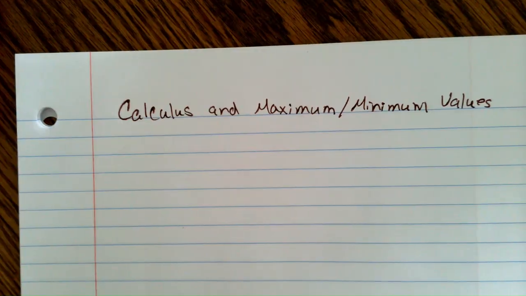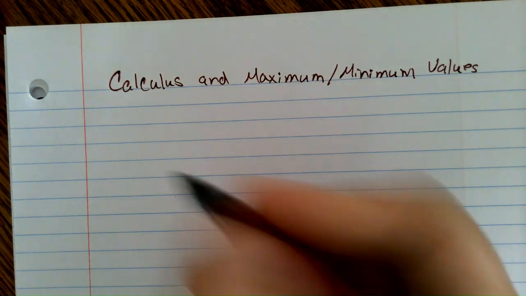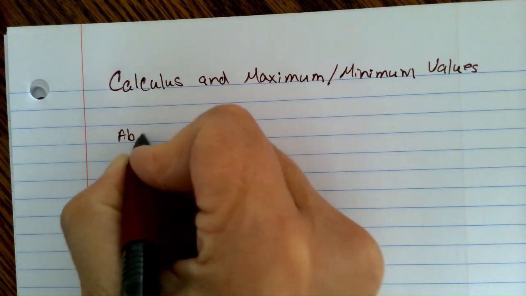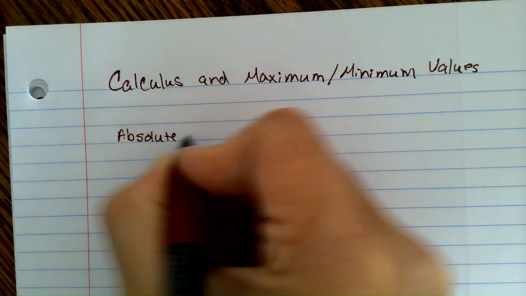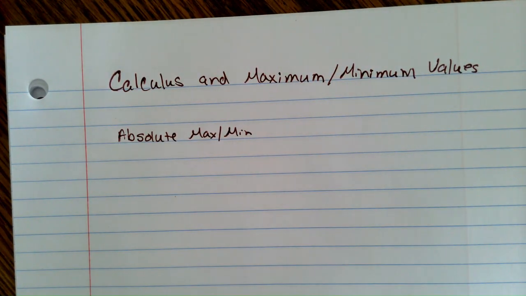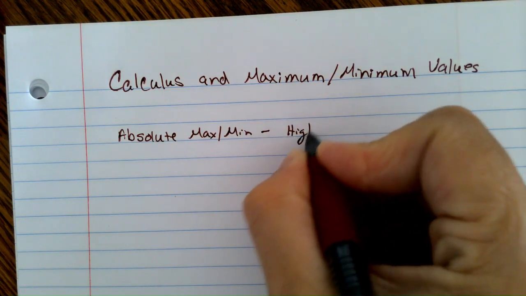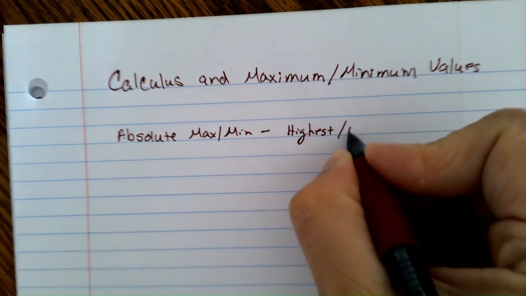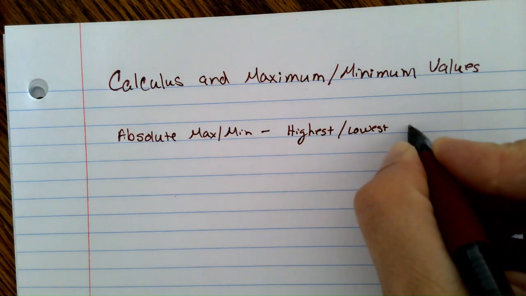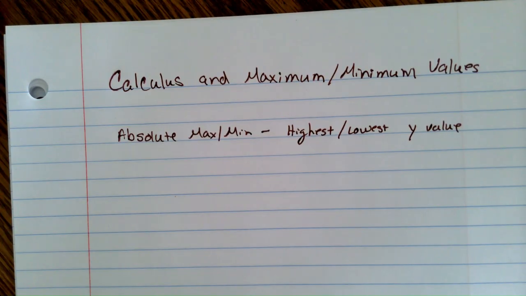We're going to be using calculus to talk a lot about maximum and minimum values and how they appear in graphs and what we can do to calculate them without technology. Now, sometimes graphs will have an absolute max or min, and that would be like the highest or lowest it ever goes. So, highest or lowest y value. And that would be in the entire domain.